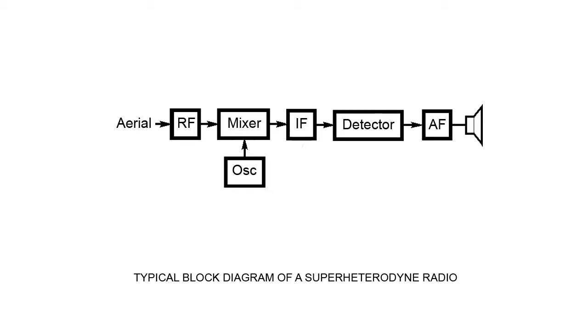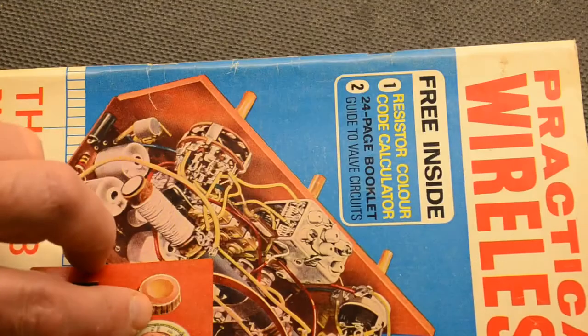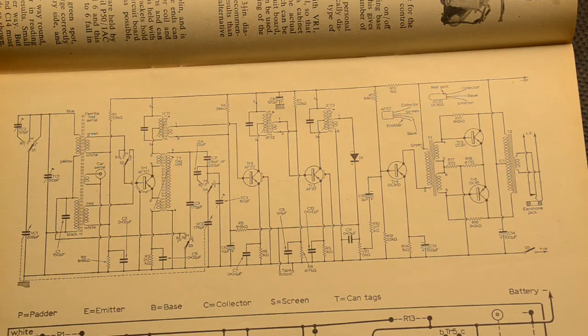Obviously one can go a little bit further to explaining what each block does, but I think personally it's much easier to take a more practical approach. So let's have a look at a circuit diagram from a relatively old superhet, but it's nicely laid out and easy to understand. This particular picture is from the May 1966 Practical Wireless.